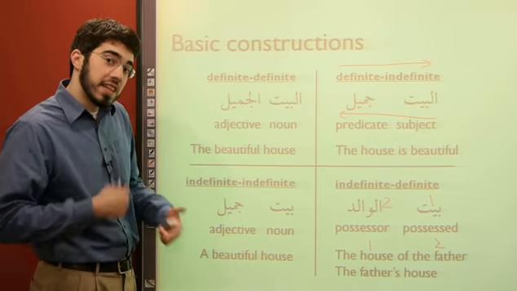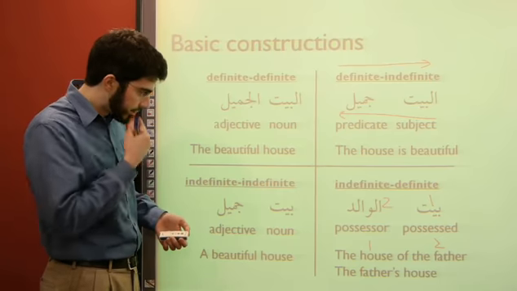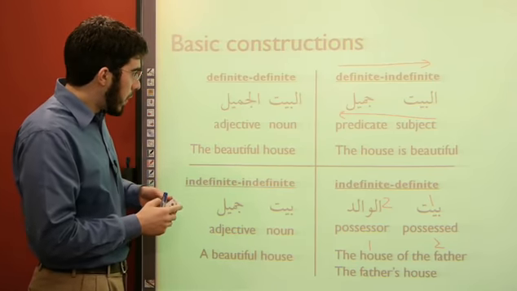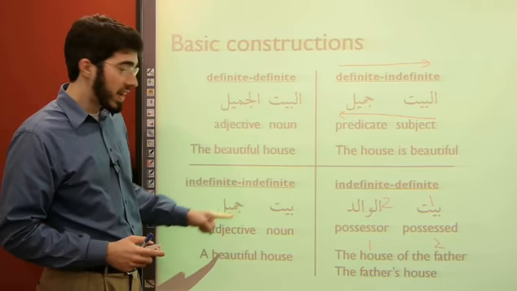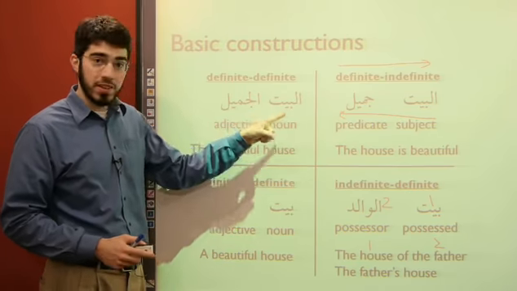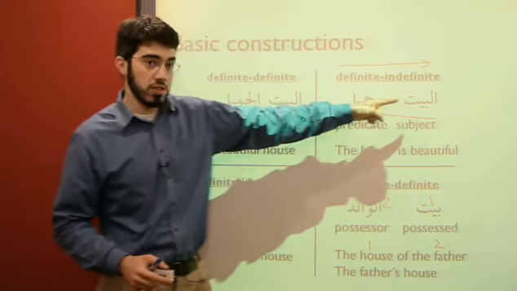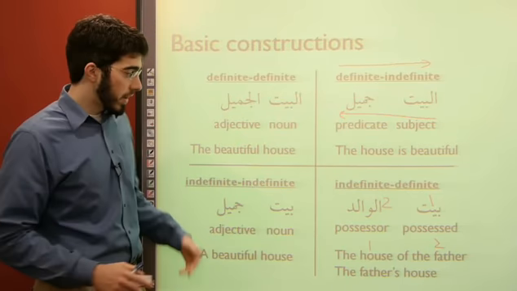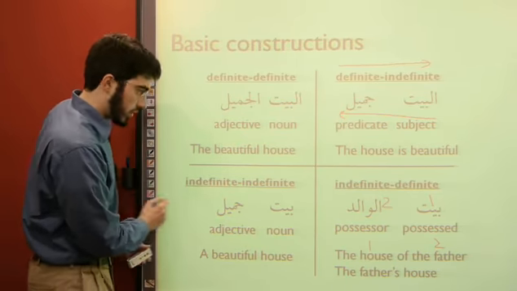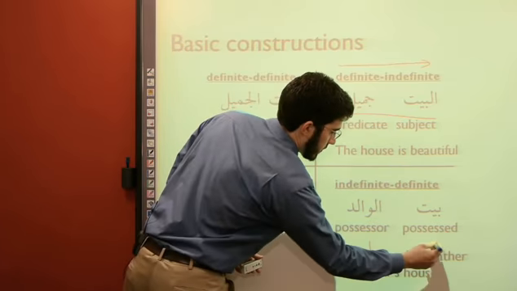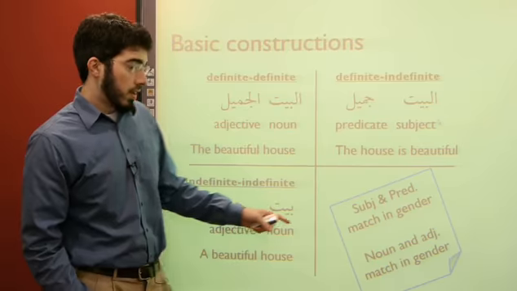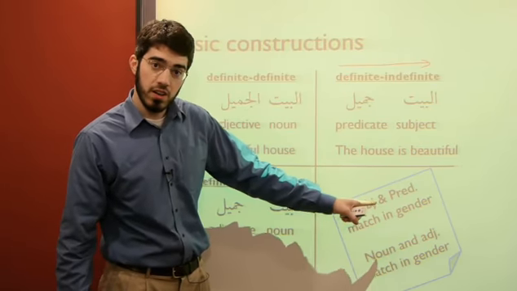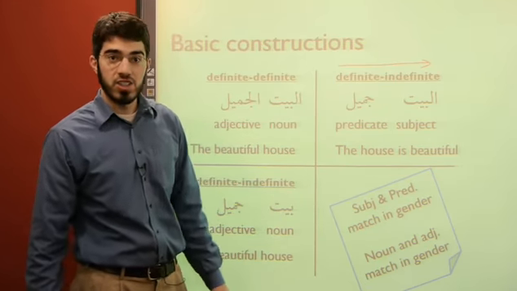Now let's add a little bit of some details here. Notice something important, which is that in all of these cases, we matched in gender, right? So Bayt is masculine, Jamil is masculine, Bayt is still masculine, Jamil is still masculine. We can make a general principle. Let's erase the board here. The general principle is that the subject and predicate match in gender, and the noun and adjective match in gender.